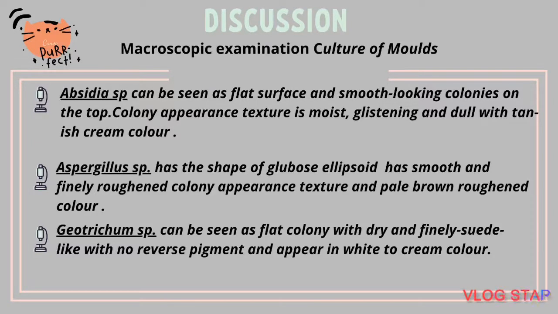Aspergillus has the shape of globose ellipsoid, which is a closed surface of which all plane cross sections are either ellipses or circles. The culture also has a smooth and finely roughened colony appearance texture and a pale brown roughened color of colony. Geotrichum: the top surface of the colony is flat and the colony appearance texture is dry and finely suede-like with no reverse pigment. The color of the colony is white to cream-like.